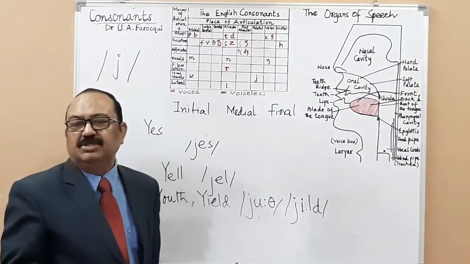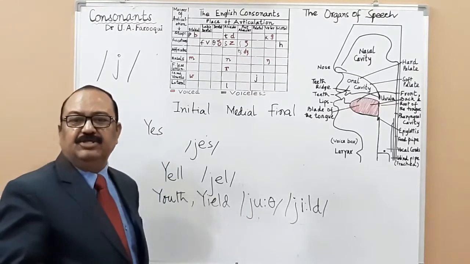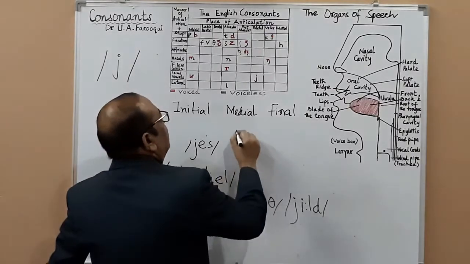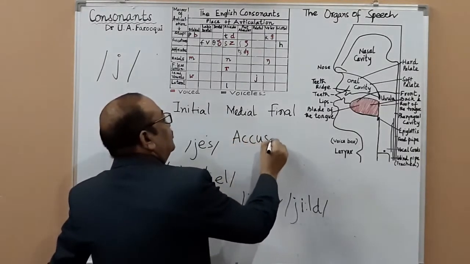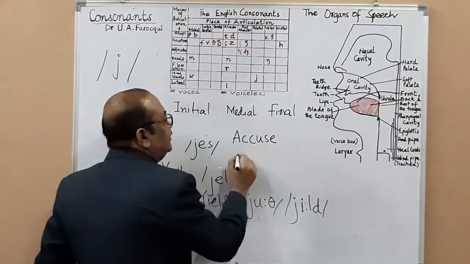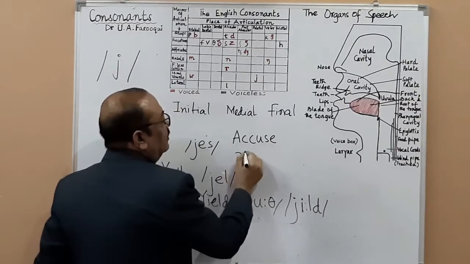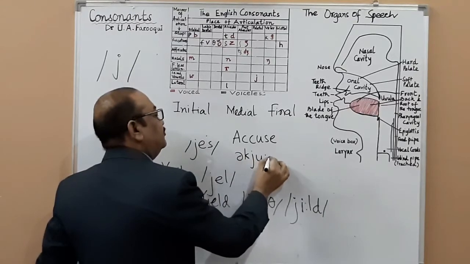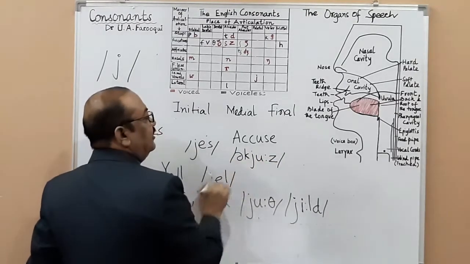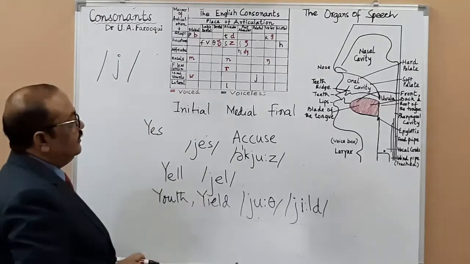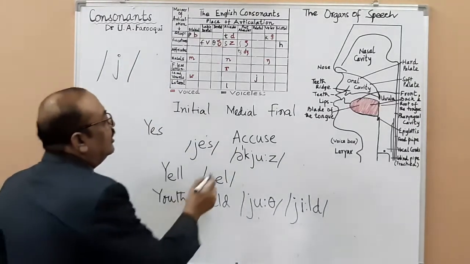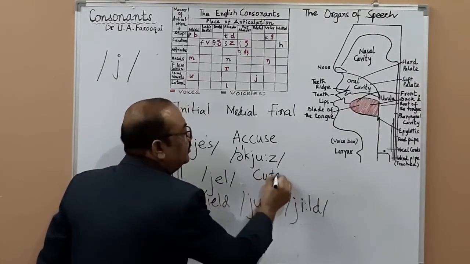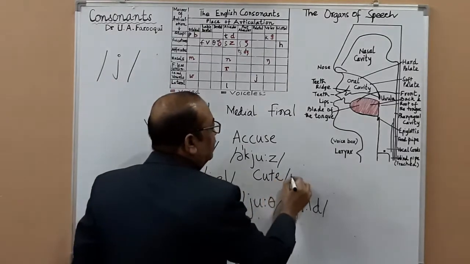Now we can move on to the medial. Can you think of, for example, accuse? I think I have taken a big word. Accuse. Ka, ka, accuse. Is it okay? Yes, sir. Or say, now this is giving me another word, cute, for example. Or say mute, for example.